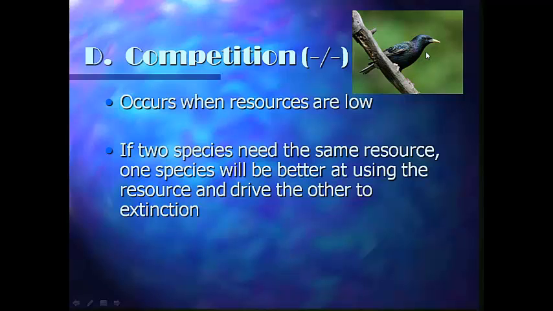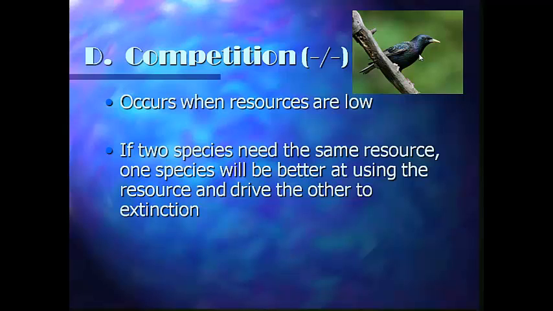So let's say we're looking at this blackbird or starling here, and it eats the same food as our native sparrows. If both the sparrows and the starlings want this food and the food resources are low, one of those is going to be better at getting it. And it tends to be, in this case, the starling, because they're a more aggressive bird, they're bigger. So over time, if we continue to have low food, one species, in this case the starling, will drive the other to extinction, because it'll get the majority of the food and the sparrow will not.